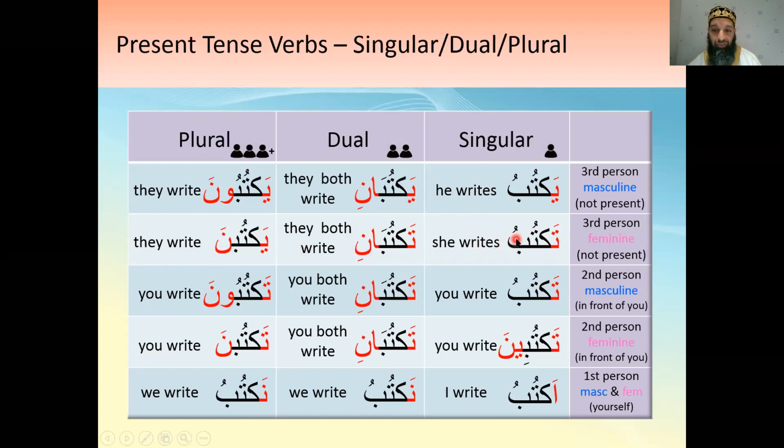We're going to jump the second row and we're going to go to the third row. So third person masculine all begins with ya. Second person masculine is exactly the same except it begins with ta. So yaktubu becomes taktubu. Yaktubani becomes taktubani. Yaktubuna becomes taktubuna. And that's the main take-home lesson.